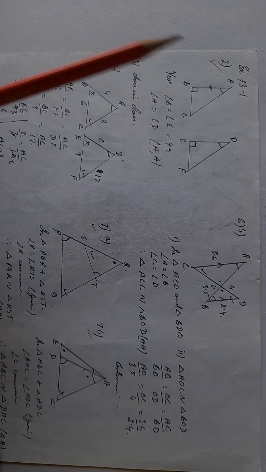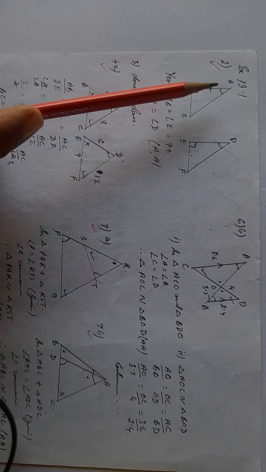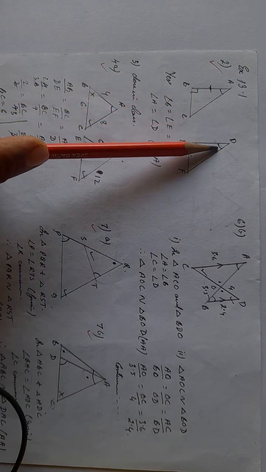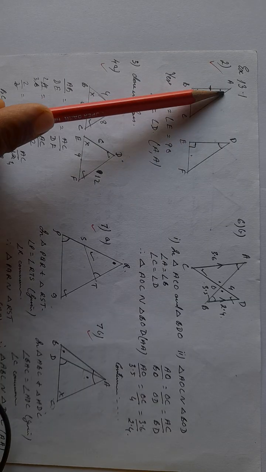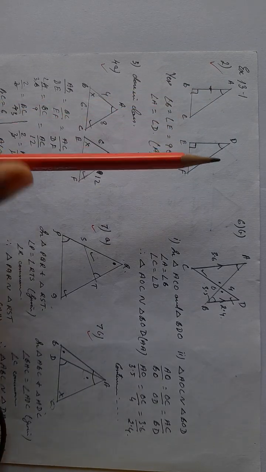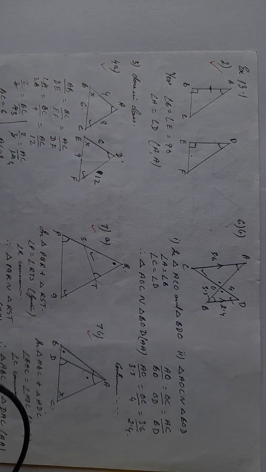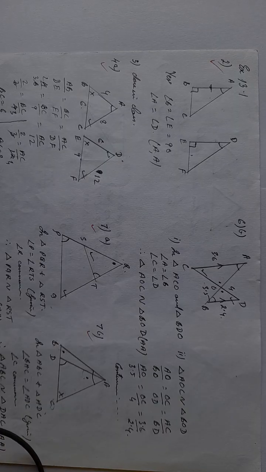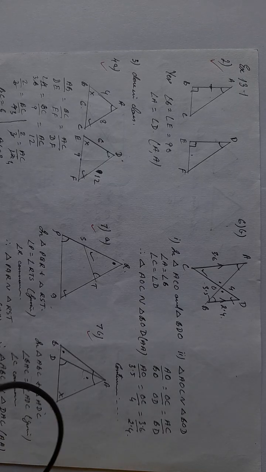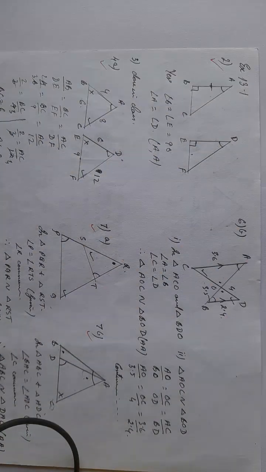So there is one right angle here and one acute angle here, one acute angle over there. So two angles are equal. Obviously the third angle will be equal, therefore the triangles are similar. Yes, reason, angle, angle. Fine. Then we go to sum number 3.